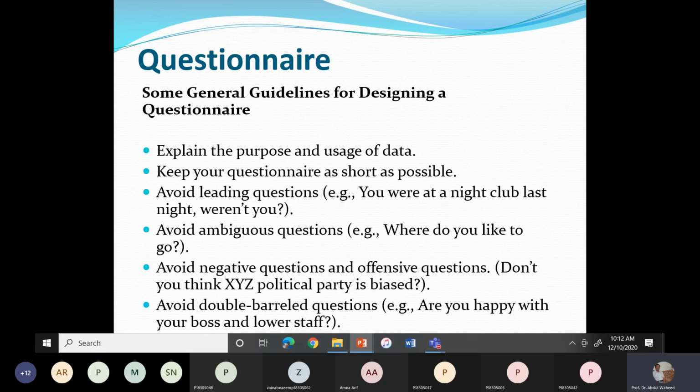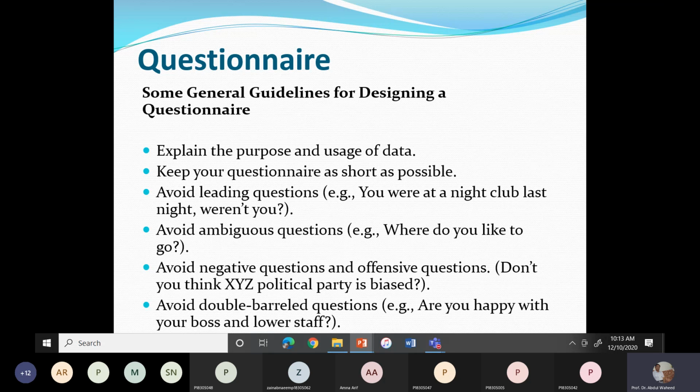For example, "Where do you like to go?" is an ambiguous question. For what purpose? "You were at a nightclub last night, weren't you?" This is a leading question. Avoid negative questions and offensive questions, like "Don't you think XYZ political party is biased?" Maybe that person belongs to that particular party, so this could be an offensive or negative question for that person.